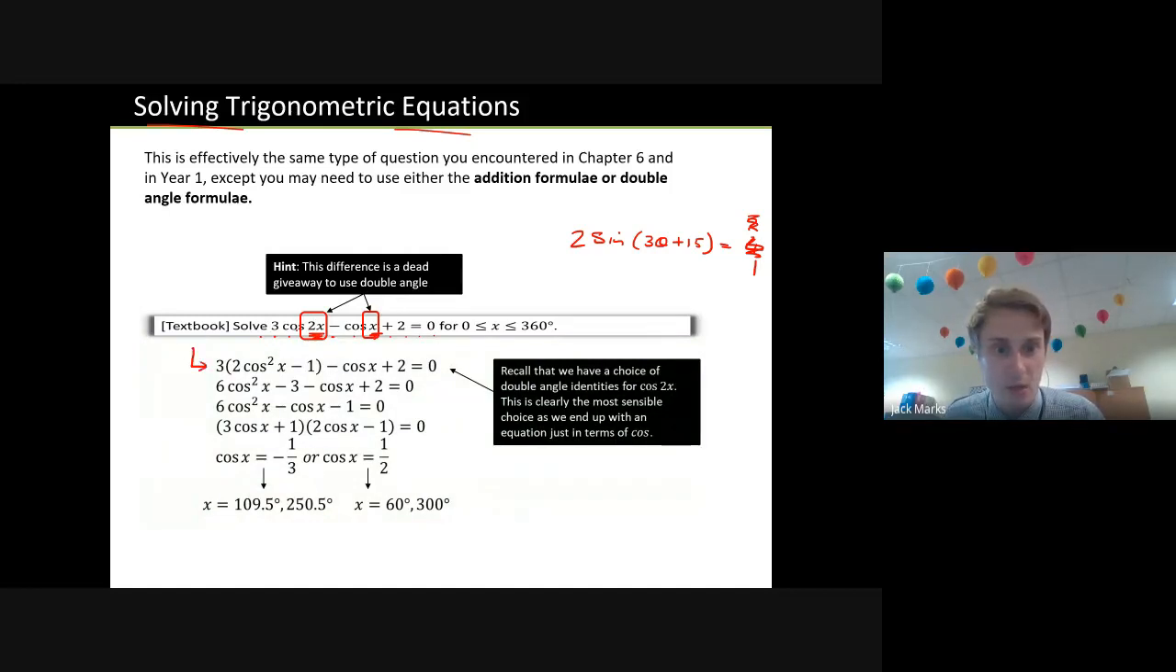Remember, cos of 2x has 3 different ways that you could write it. We could have gone with cos squared x minus sine squared x, we could have gone with what they did here, which is 2 cos squared x minus 1, or we could have done 1 minus 2 sine squared x. So you need to look at this one here to help you make that decision. If you pick the top one, which is quite rare, you have the problem that you have cos and sine, which is not great. That doesn't make things easier.